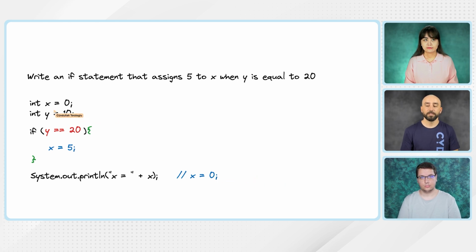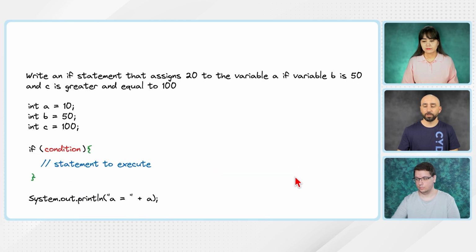Yes. Basically, since the condition is false, my x is not going to be assigned 5 anymore, and we're just going to print the first value of x, which is 0. Okay. This is a very nice example to understand how the if works. Again, two questions you need to answer. What is the condition? What will happen if the condition is true? Perfect. Let's move on to the next question.